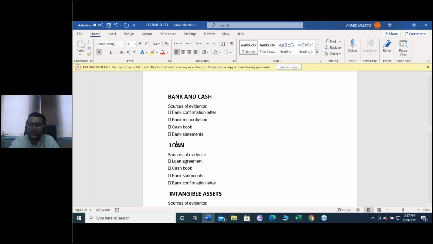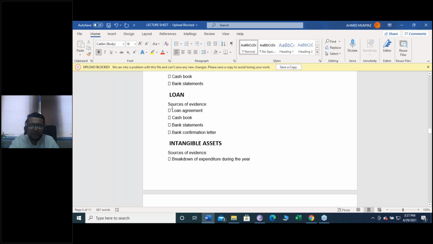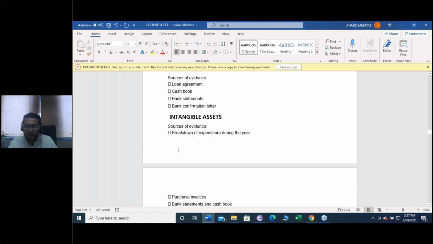Loans, in order to verify loans, you might want to review the loan agreement in order to verify the terms and conditions and the amount. You want to verify the same amount through the cash book. If certain amounts have been repaid, you need to verify those amounts through the bank statement and cash book. You might want to verify if there are any covenants or restrictions attached through the bank confirmation letter.